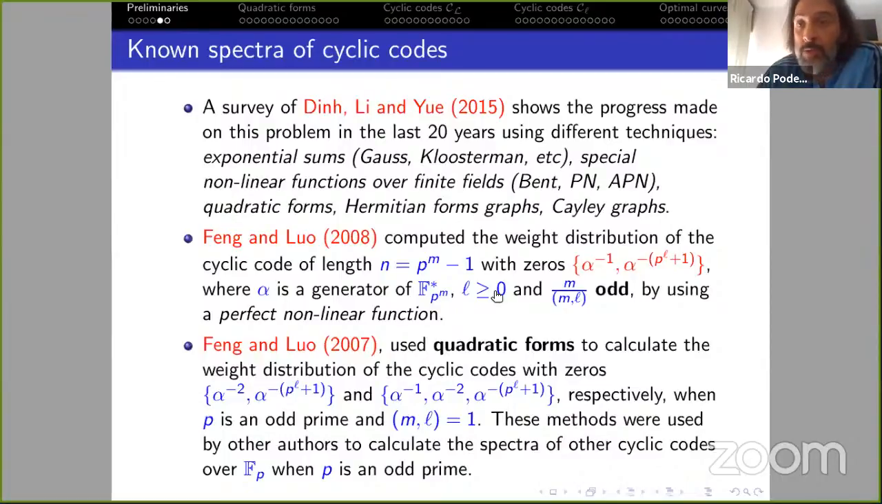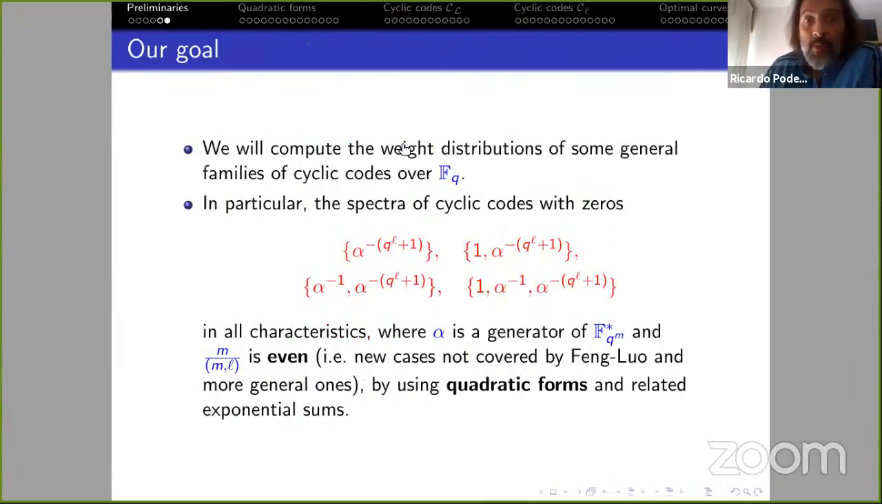Okay, we're going to do a kind of mixture. We're going to compute the weight distribution of some general families, in particular spectra of cyclic codes with these zeros.